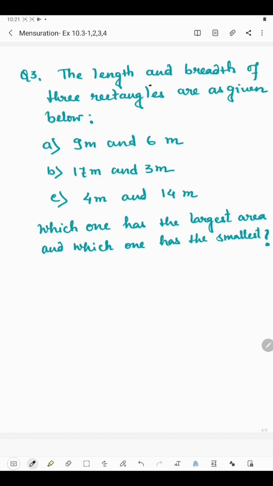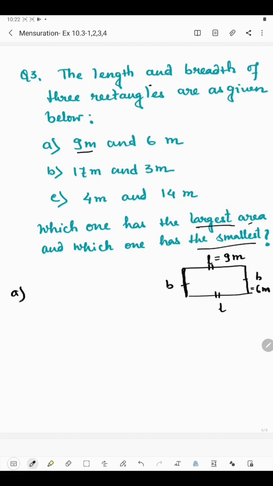We will have to find among these which one has the largest area and which one has the smallest area. Now to find which one has the largest or smallest, we need to find the area of this rectangle. So this is the rectangle. Now length is this, and here opposite sides are equal, so these two are length and these two are breadth. Okay, so in the first part we have 9 meter as length and 6 meter as breadth.